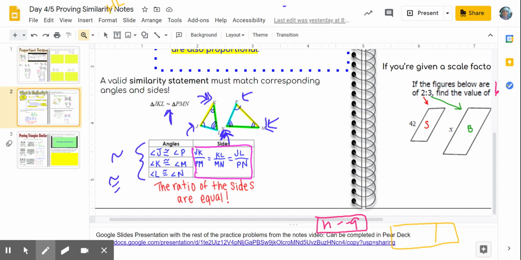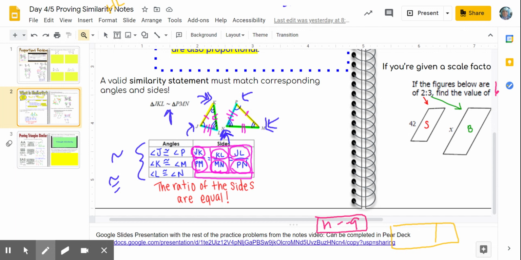I can make a proportion with the small sides and the medium sides, or I can make a proportion with the medium sides and the large sides, but we've got to have four sides. We've got to have JK, which is here in yellow, goes with PM, which is here in yellow. We've got to have KL. KL is in green, and it goes with MN, which is in green. And then JL, which is the medium side and the medium side, right?